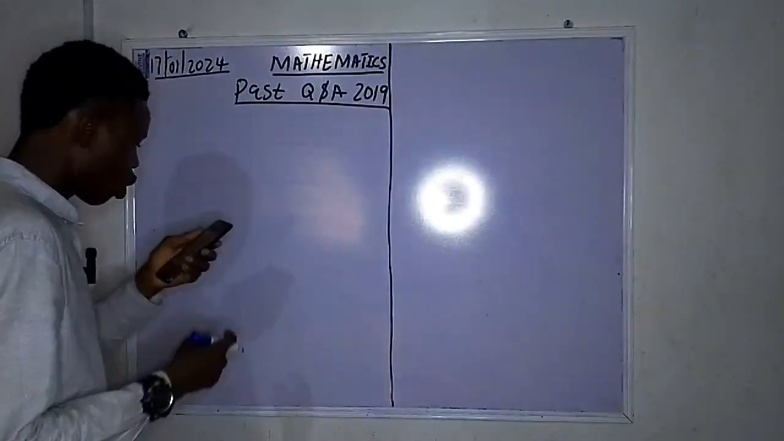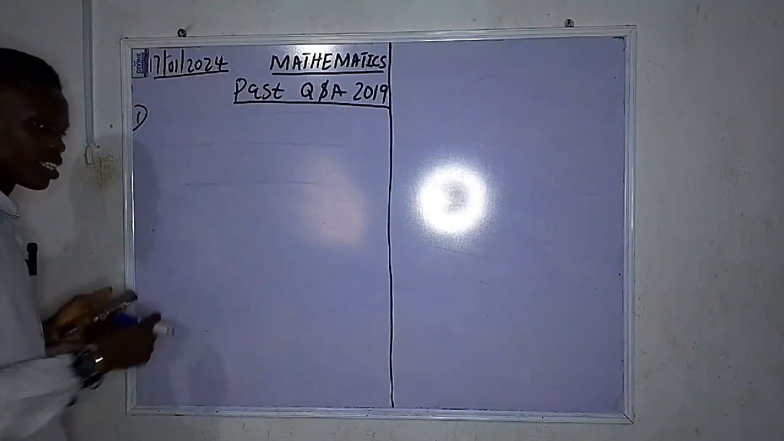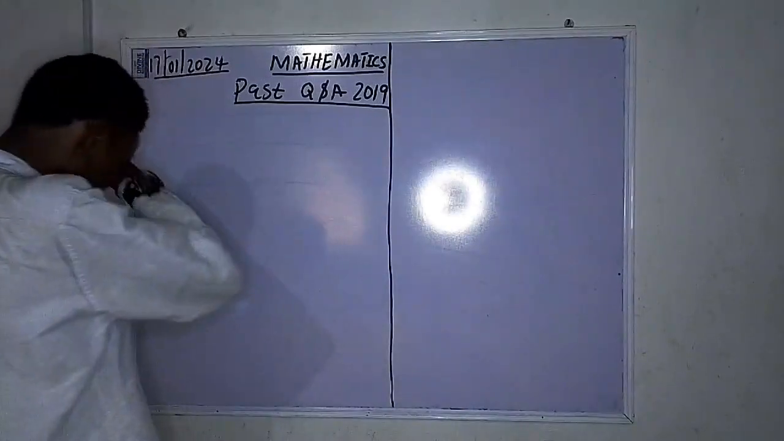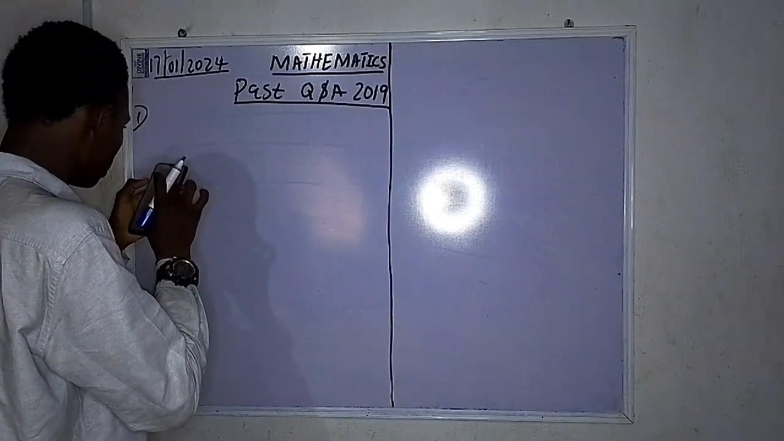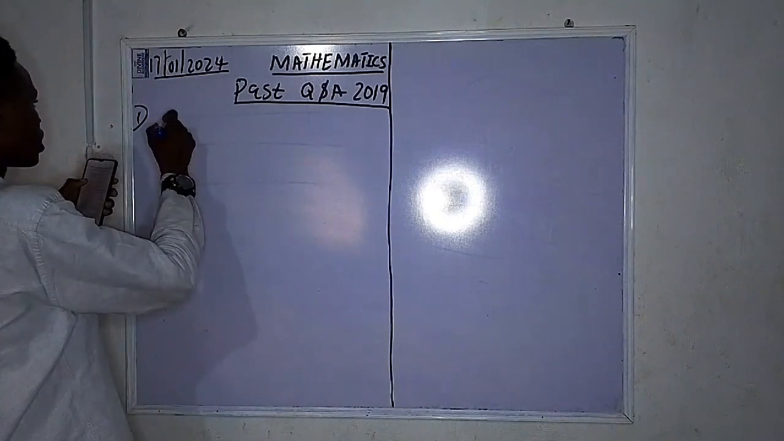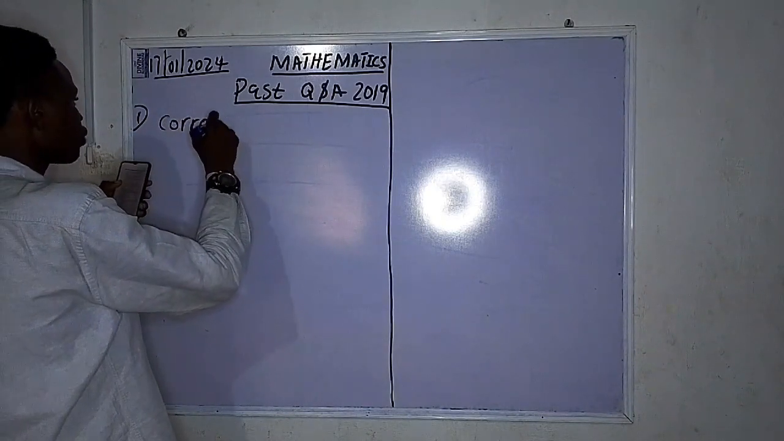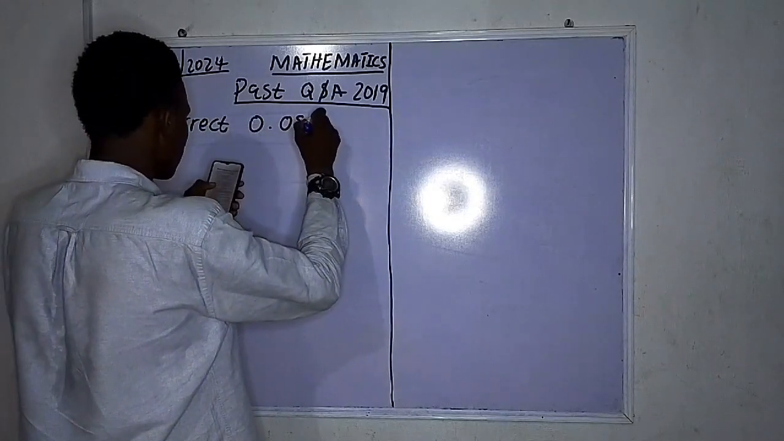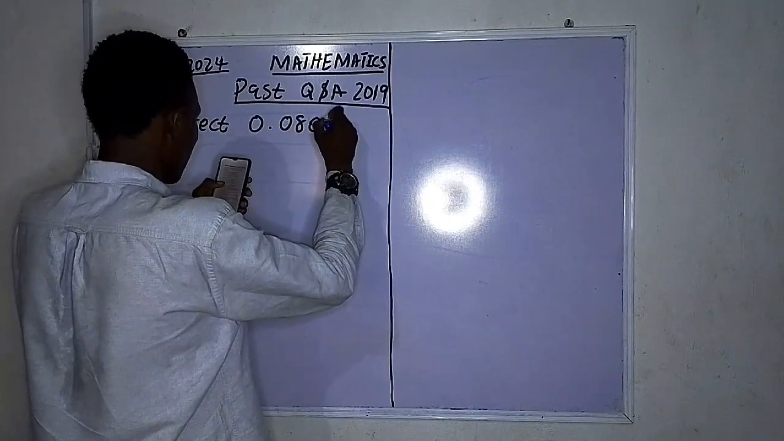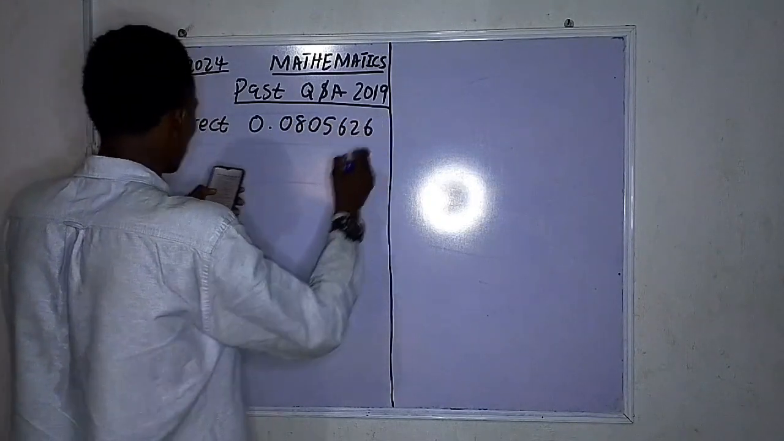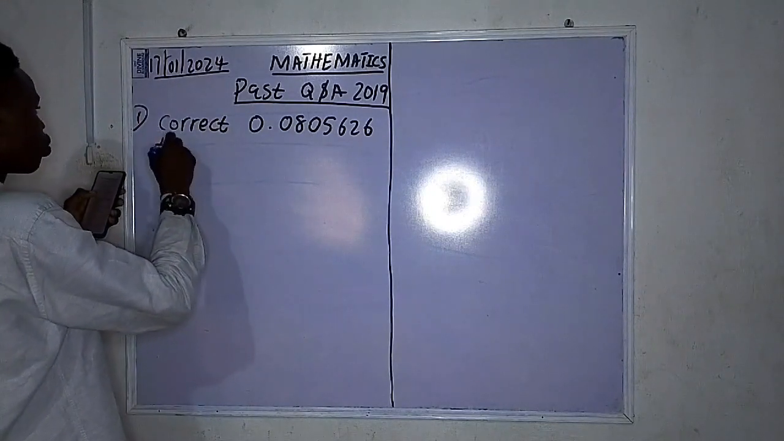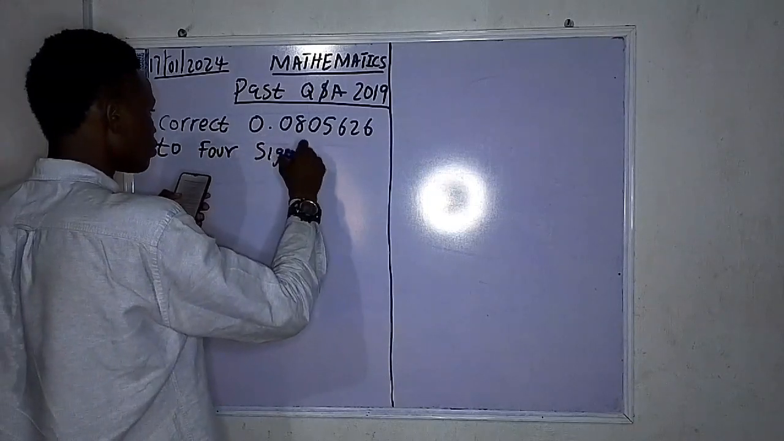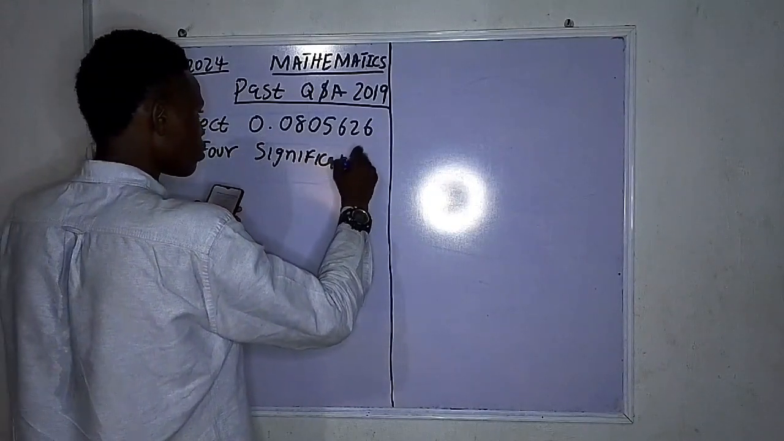Number one says, correct to four significant places. If you have your past question, do well to read it. It says, correct 0.0805626 to four significant places. I'll just write it down for those who don't have the past question.